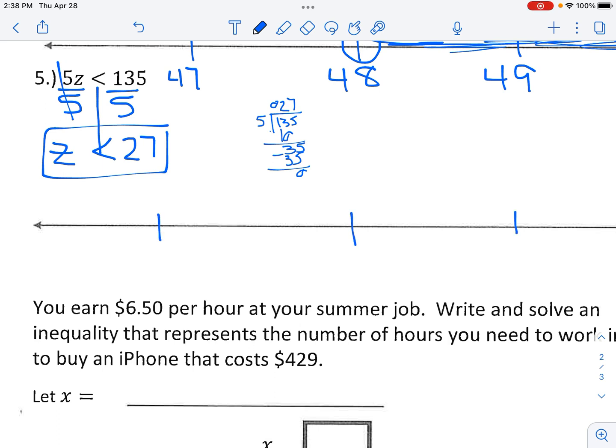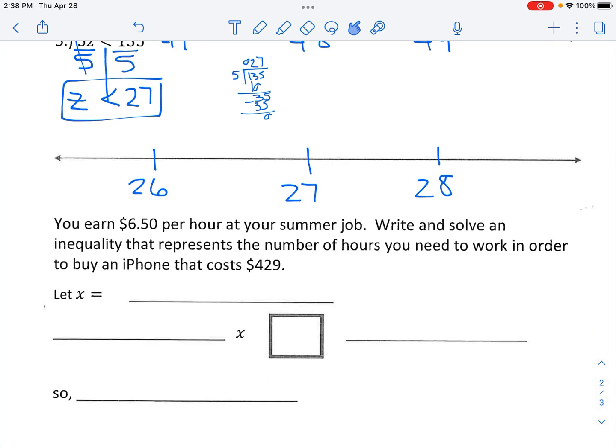Put 3 marks on your number line. We've got 27, 28, and 26. Open circle at 27, and this line is going to be darkened to the left.